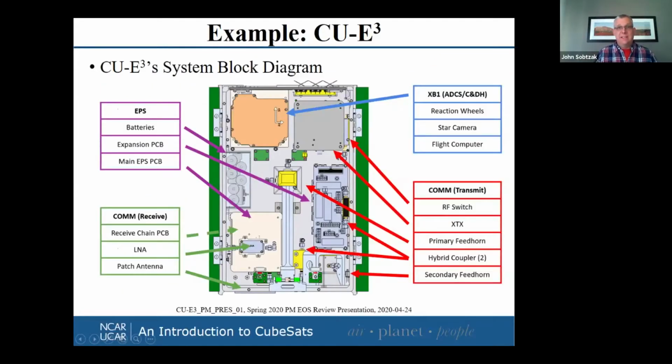Give you an idea what's in the system. This is the block diagram. Our main computer, attitude determination and controls up here with the reaction wheels, the star camera, the flight computer, the battery pack, the solar cells are off to the sides. We have the electronics for the receiver and the transmitters up over here, and then we have a board in the middle to help connect it all together.